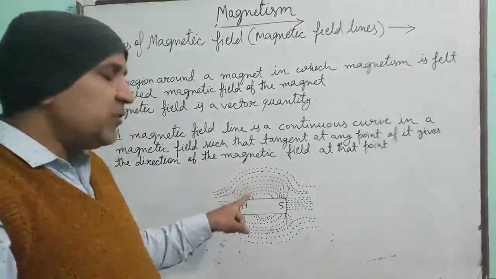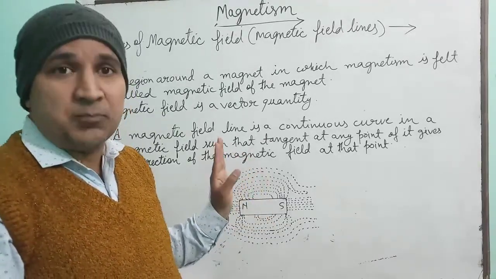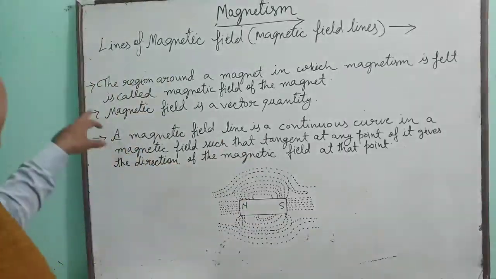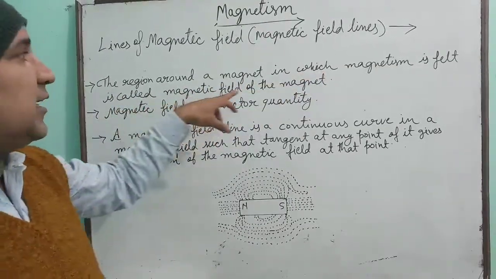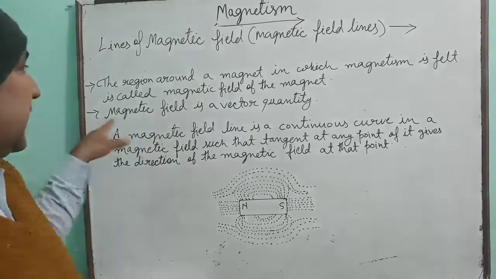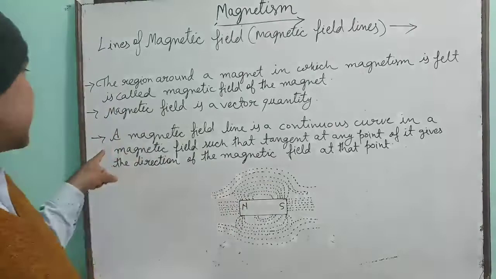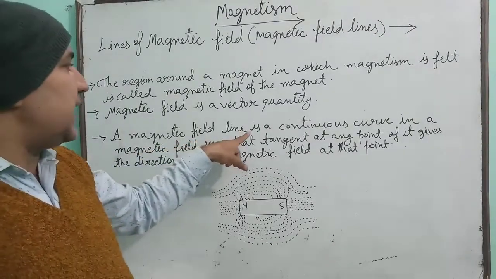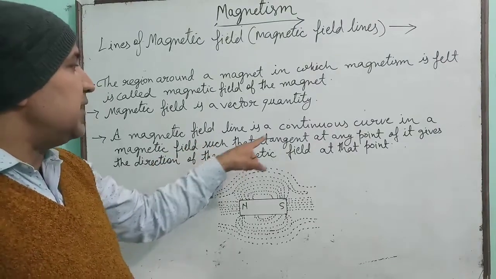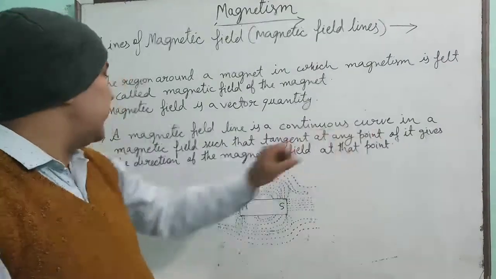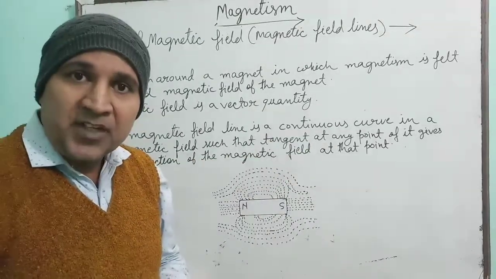Understood? Magnetic field lines are a vector quantity. You have to remember this point. The region around a magnet in which magnetism is felt is called the magnetic field of the magnet. It is a vector quantity. And how will you define the magnetic field lines? A magnetic field line is a continuous curve in a magnetic field such that the tangent at any point of it gives the direction of the magnetic field at that point.